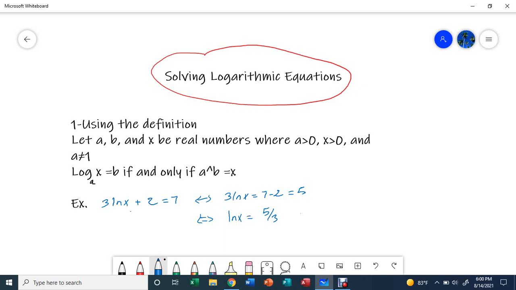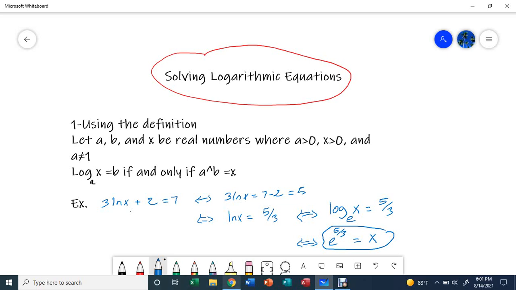And now let's use the definition. ln of x is log base e. So log base e of x equals 5/3. So by definition, e to 5/3 is the same thing as x, by the definition of log.